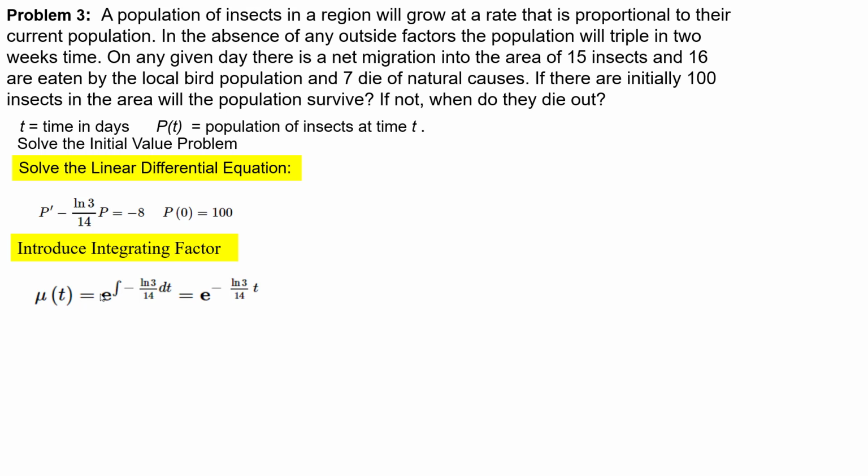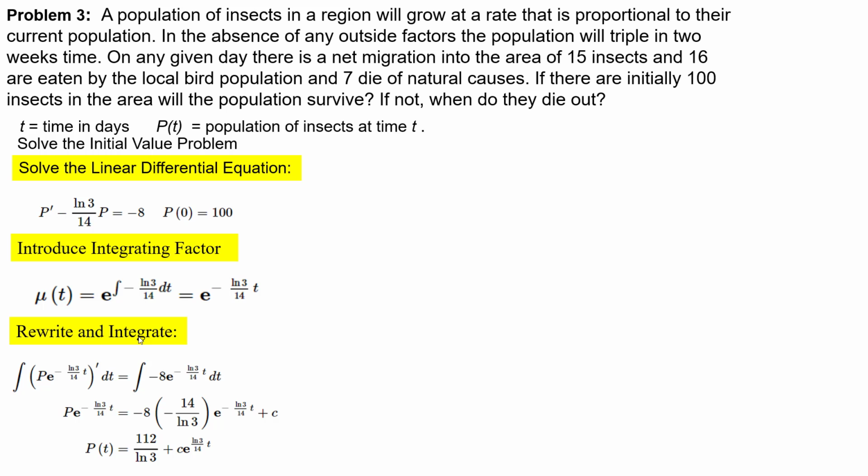So we're going to solve this. Introduce the integrating factor. Mu of t equals e raised to the integral of this, so e to the negative ln of 3 divided by 14 t. Rewrite and integrate. You can pause here to see if you get this answer, but remember, you multiply everybody by the integrating factor. You get the product rule on the left. You get negative 8 times e to the negative ln of 3 divided by 14 t dt. This is an easier thing to integrate. So you get P of t equals 112 divided by ln of 3 plus c times e raised to ln of 3 divided by 14 times t.